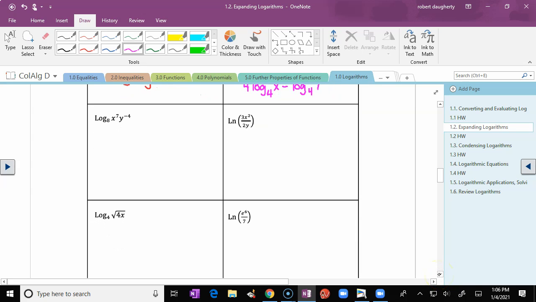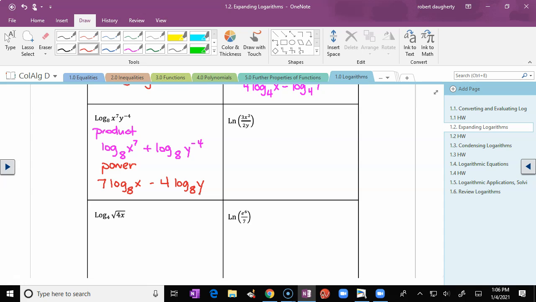Let's look at the next one. So this is going to be using, if I use the product rule, this is the log base 8 of x to the 7th plus the log base 8 of y to the negative 4. And then if I use the power rule, it lets me bring that exponent out front, 7 times the log base 8 of x minus 4 log base 8 of y. All I did was bring the exponent, the 7 and the negative 4, out front.